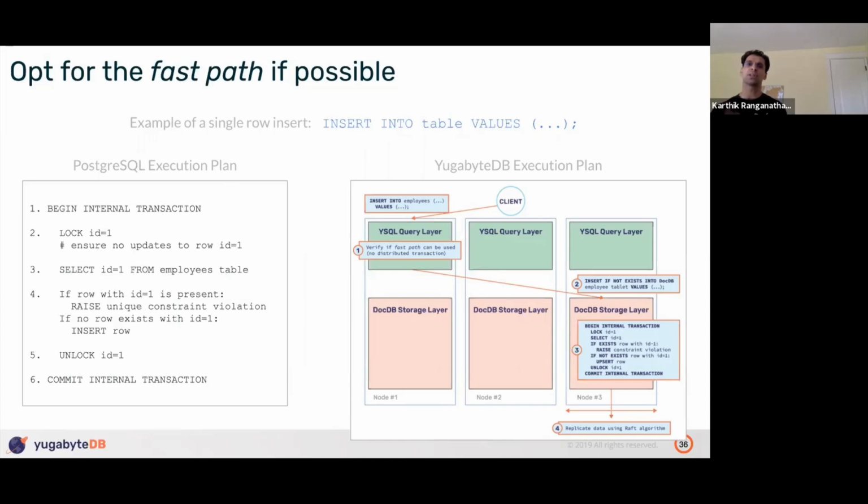But if you do an insert into table values and you put one row in there, Postgres would do the following. It would say, okay, internal transaction, I'm going to lock ID equals 1 if you're inserting an ID equals 1. And then it's going to select 1 from the table, and make sure that if the row is present, it's going to raise a violation. If the row is not present, it's going to insert the row and then unlock and say, I'm done, right?